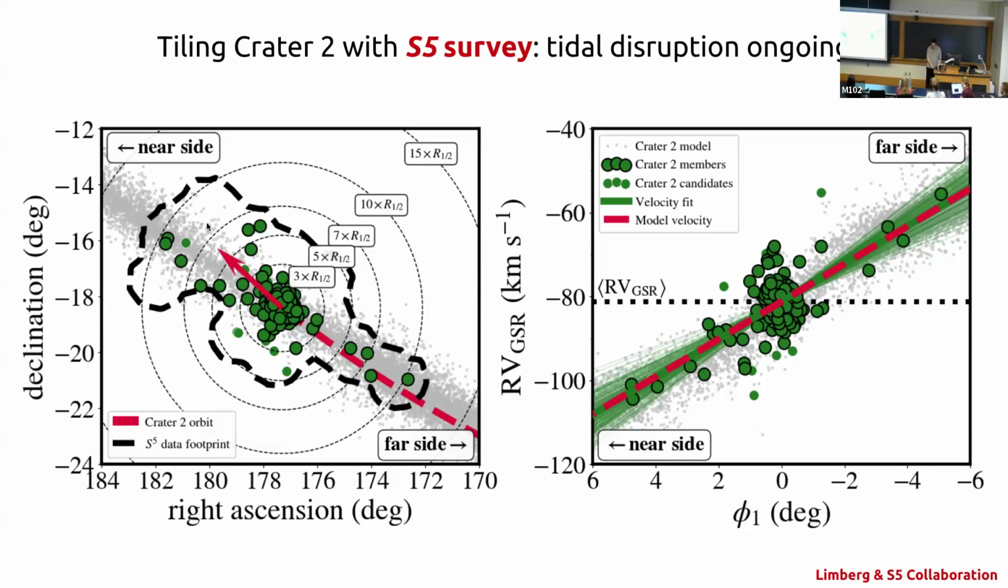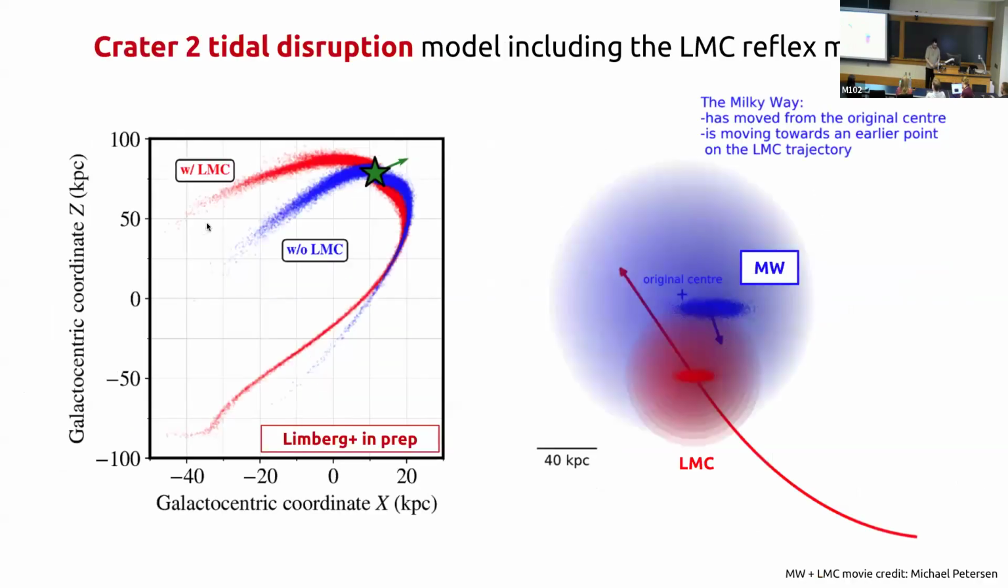Another thing before that, sorry, I was hyping it up too much, because I'm going to go back to this. This is an actual model that we calculated for the string. One of the things I wanted to highlight, the GIF is not running, but anyway, from this model of the tidal disruption of Crater 2, is that with and without the LMC included, the morphology of the tidal tails actually changes from the perspective of the Sun.